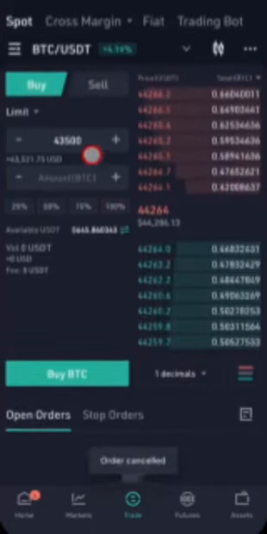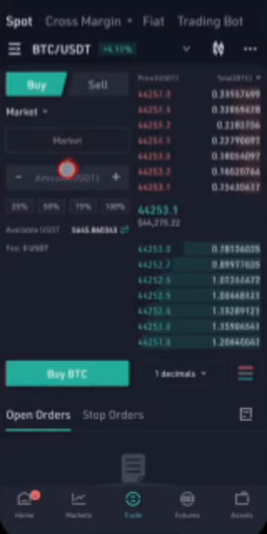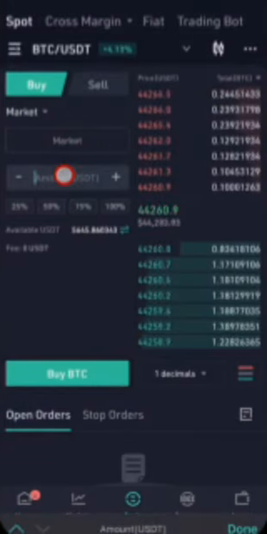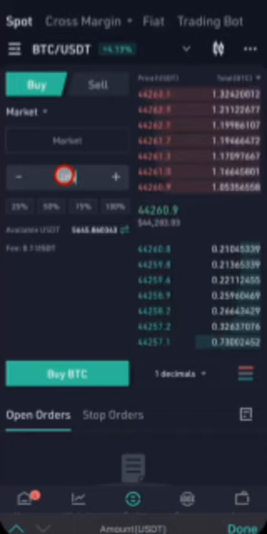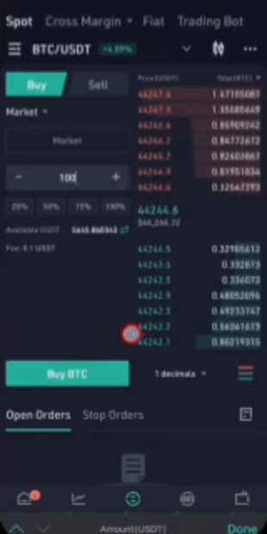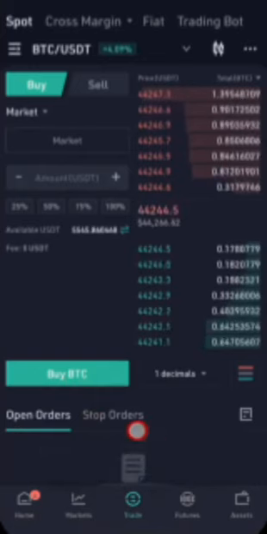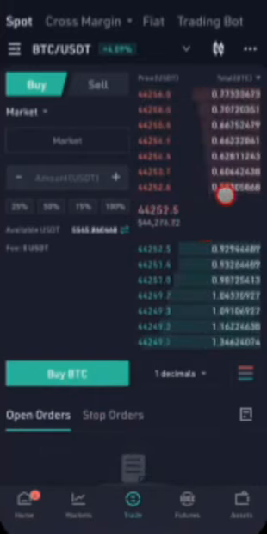Now what we can also do is a market order. When we switch from limit to market right here, you can see we don't have the possibility to set a price. All we can do is type in the amount we are willing to spend on Bitcoin. So let's say we want to spend 100 US dollars. We can just type in 100. And when we click on buy BTC, it will simply take the best price that is available, which is always the lowest one that you can see. So when I click on buy BTC, the order is automatically filled because it just takes the best order that is available.